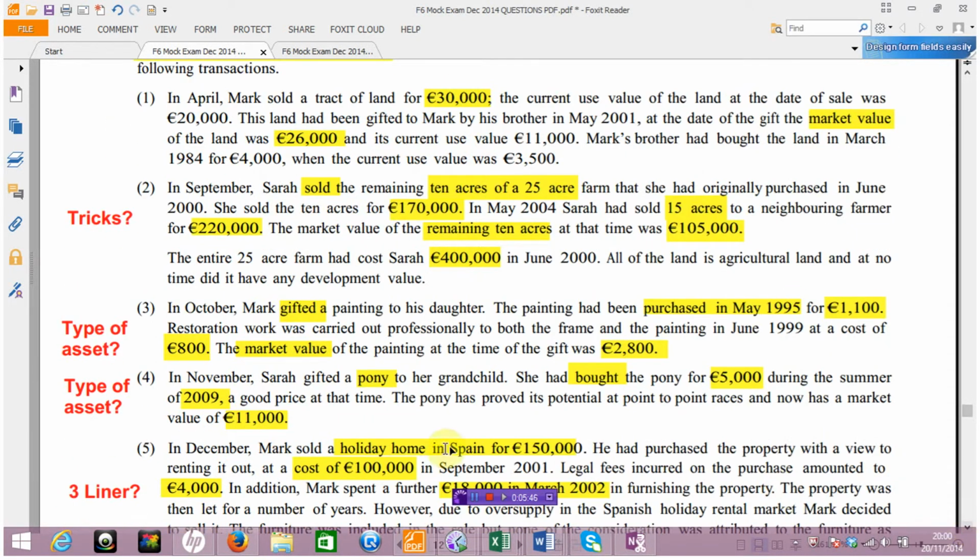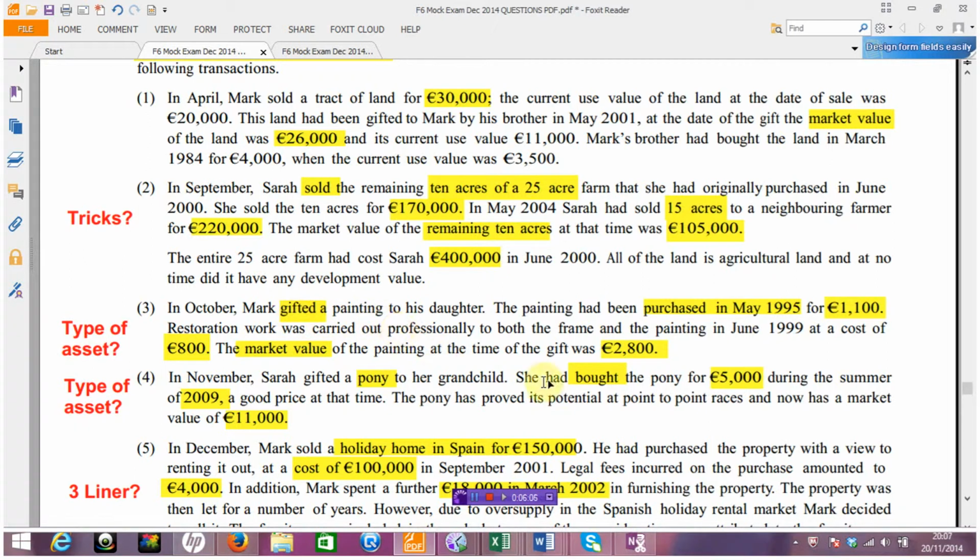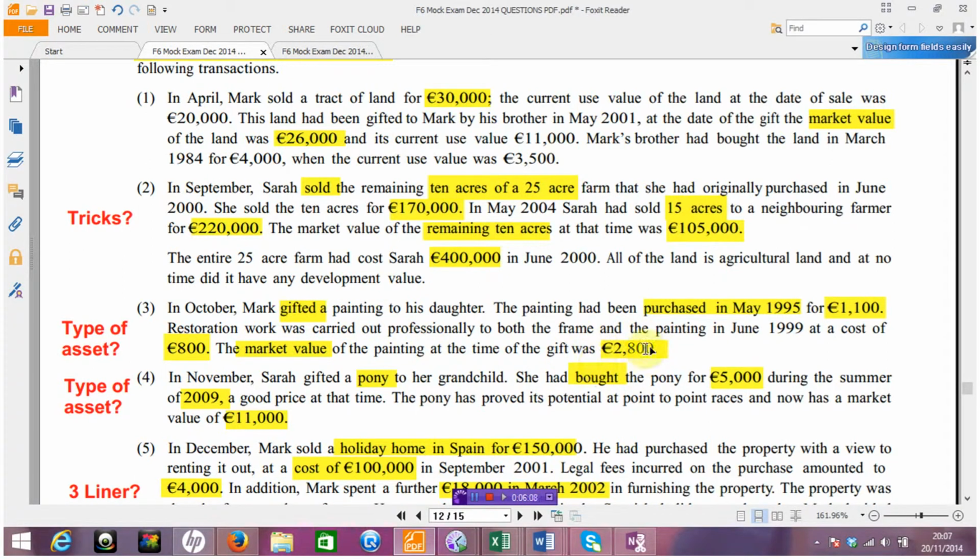The next two items, 3 and 4, are again something that gets examined regularly and does tend to confuse students, because there are some quirky little rules in relation to chattels, whether or not they're wasting or indeed durable. In the first instance, we have a gift, and we know that we're looking for market value there, obviously. And over and above that, we have some proceeds, or a market value in effect, of 2,800 euros, and indeed some enhancements to it.